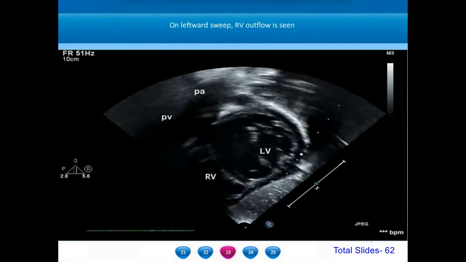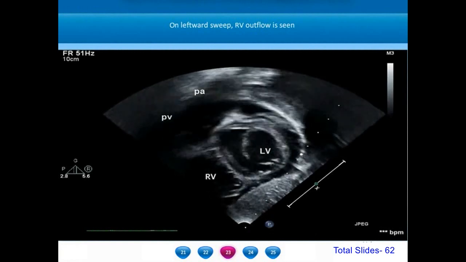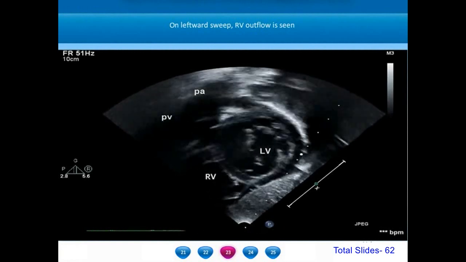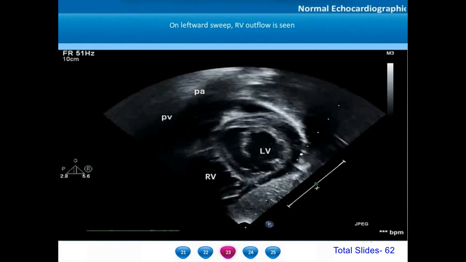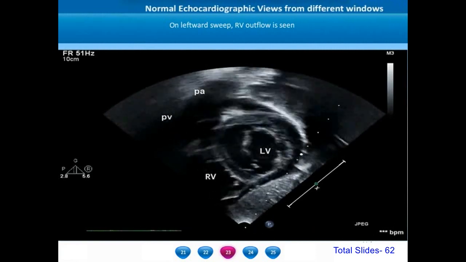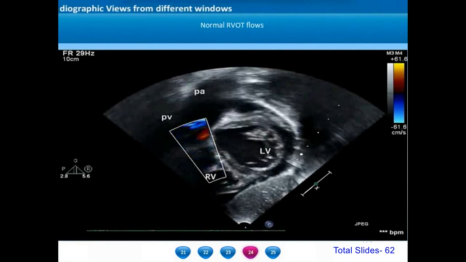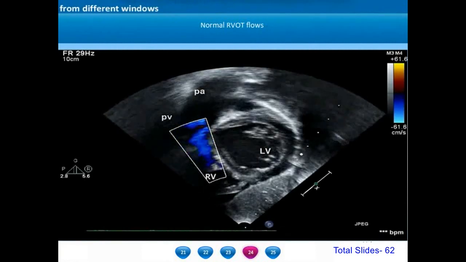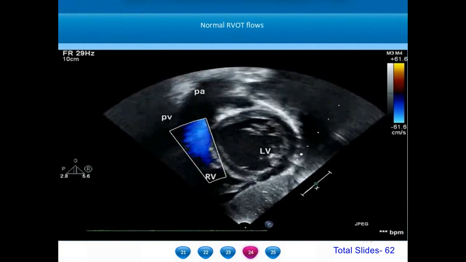When we further sweep towards the left, we start seeing the right ventricle continuing as the right ventricular outflow tract. The infundibulum, the pulmonary valve, and the main pulmonary artery all are seen in a line. With color flow interrogation, we can notice the flow from the right ventricle towards the right ventricular outflow, which is away from the transducer and hence coded blue.